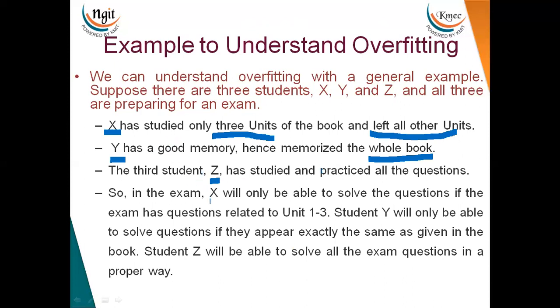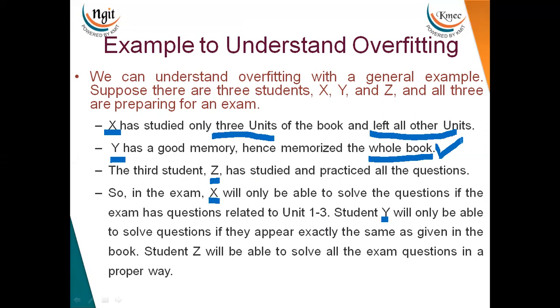Now, if questions are from the first 3 units, then X can perform very well. And if the questions are from all 5 units, then X will be able to solve only the questions which are present in the first 3 units. Then Y will be able to solve only the questions if they are asked from the book. If any application oriented question is asked which is not stated in the book, Y will not solve it. Means Y is not capable of solving unseen questions.